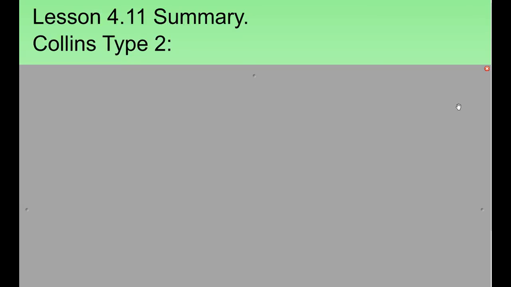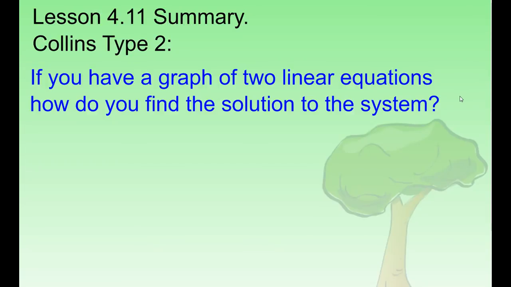Okay, so for our summary here, we have a type 2, and it says, if you have a graph of 2 linear systems, how do you find the solution to the system? Should be pretty easy if you pay attention to the lesson. So go ahead, answer that in your summary. And this is a type 2, so make sure you get it correct.